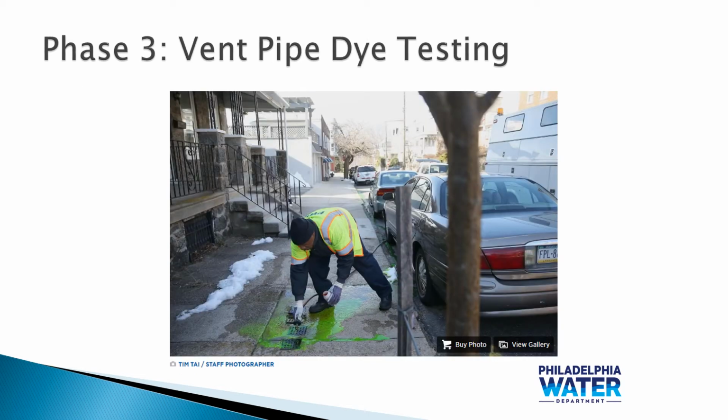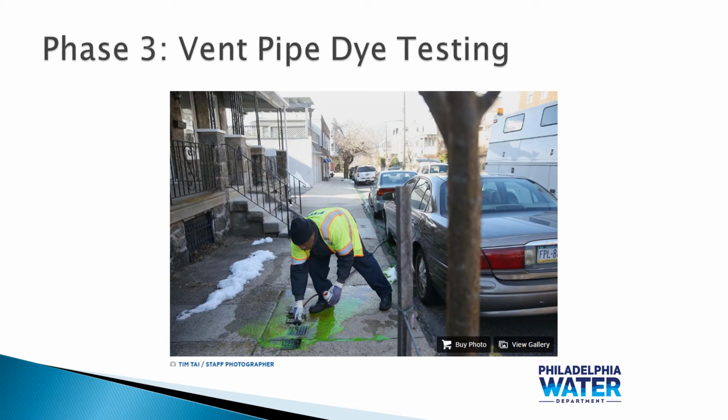The third phase of our investigation is vent pipe dye testing. Again, this phase is further narrowing the scope for which we require further investigation. At this point, through our outfall sampling and our trackback, we've narrowed the area of investigation down to a single section of sewer from one manhole to another. Now, this section of sewer may have homes on both sides. It may have 30 or 40 connections along it.